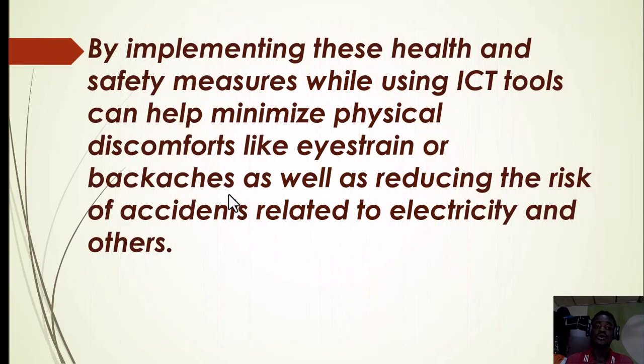All these we talked about, by implementing them while using ICT tools, can help minimize physical discomfort like eye strain, backache, wrist pain, and many more as we talked about earlier, and the risk of accidents related to electricity and others.